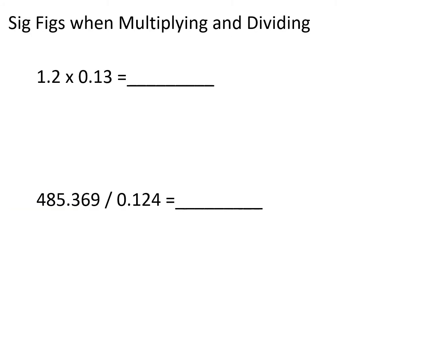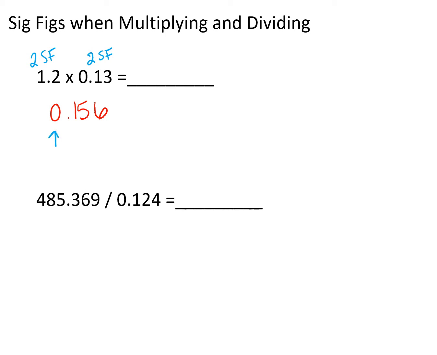So let's go ahead and practice 2 together. So when you plug in 1.2 times 0.13, you end up with 0.156 as your answer. Then you need to identify how many significant figures each number in the problem has. So 1.2 has 2 significant figures, and 0.13 also has 2 significant figures. So my answer has to only contain 2 significant figures.